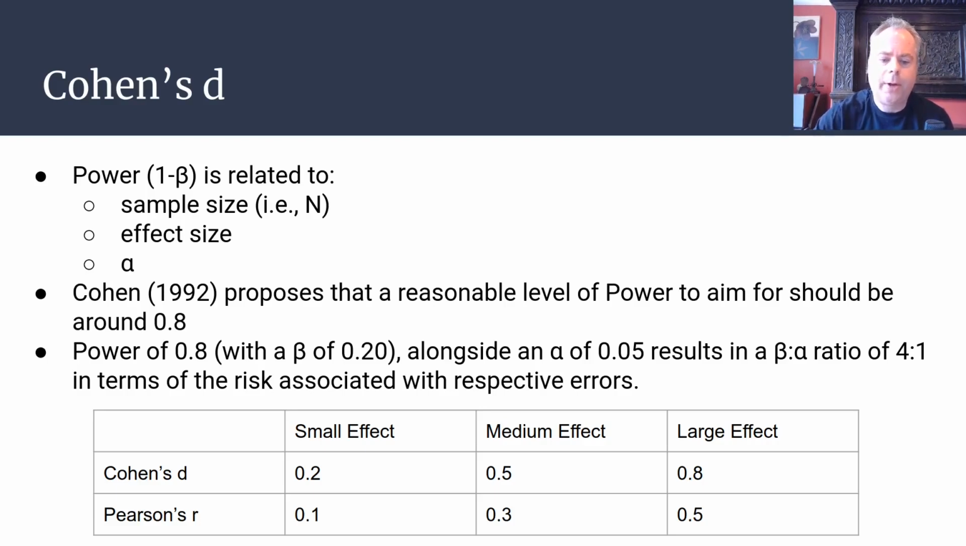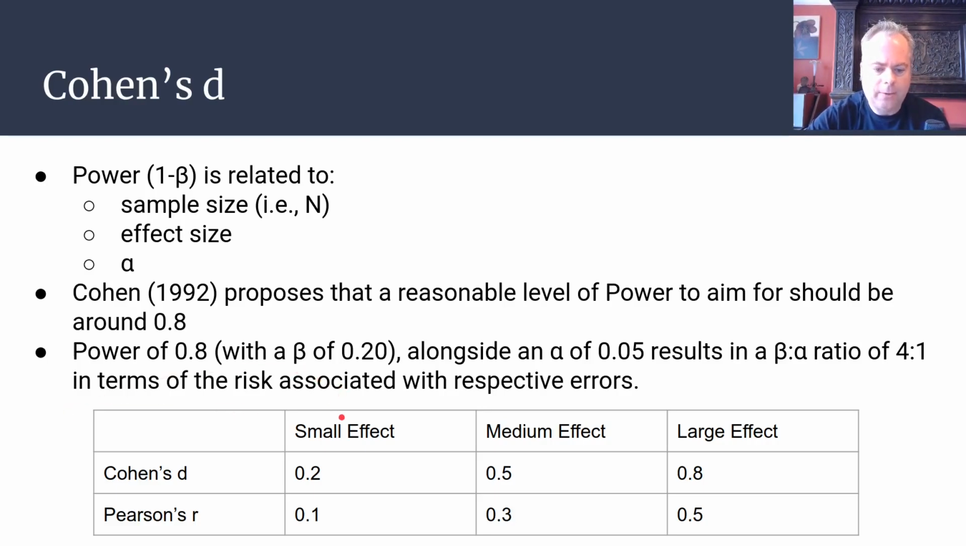So Cohen proposes that a reasonable level of power that people should be aiming for is around about 0.8. So that means that, assuming the effect is there, 80% of the time you're going to find it if your experiment is powered to the 0.8 level. And power of about 0.8 with a beta value of 0.2 alongside an alpha level of 0.05 results in a beta to alpha ratio of about 4:1, which Cohen says is a good balance of type 1 versus type 2 errors.